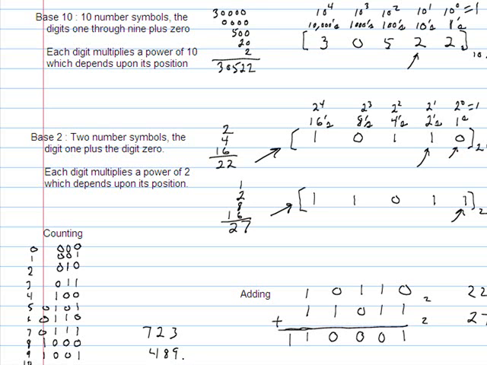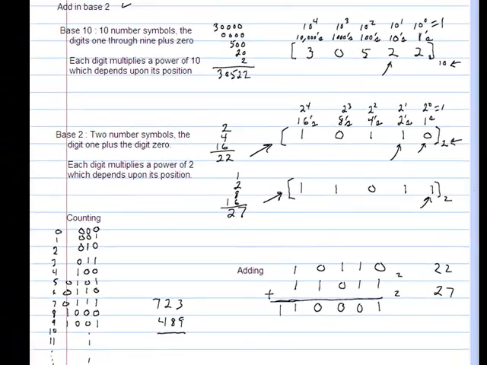Now the last thing I'd like to talk about is adding in base 2, but let's first recall the basic rules of adding in base 10. If I'm adding 723 to 489, I start off by adding 3 to the 9 and get 12. That's too big. There's not a 12 in the base 10 system. It only goes from 0 to 9.